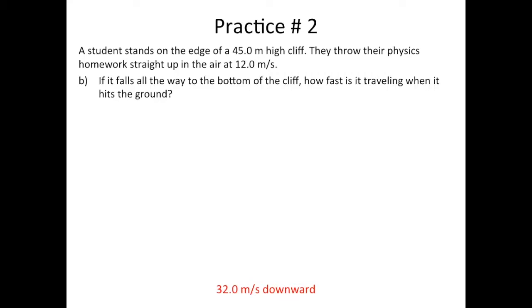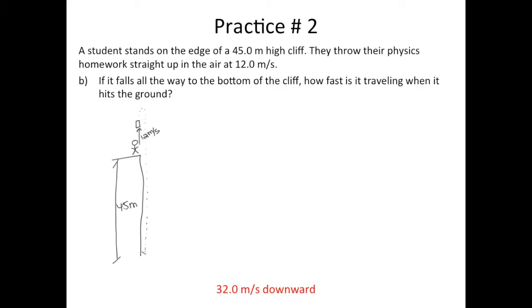So this one's actually the same problem. It's just asking a different question about the scenario. It says, if it falls all the way to the bottom of the cliff, how fast is it traveling when it hits the ground? So we've got our same cliff, and it's 45 meters high, so I'll draw that right here. They throw their physics homework straight up. So we have that person again, and they take their homework and throw it straight up at 12 meters per second. But this time, it's going to go all the way to the bottom.